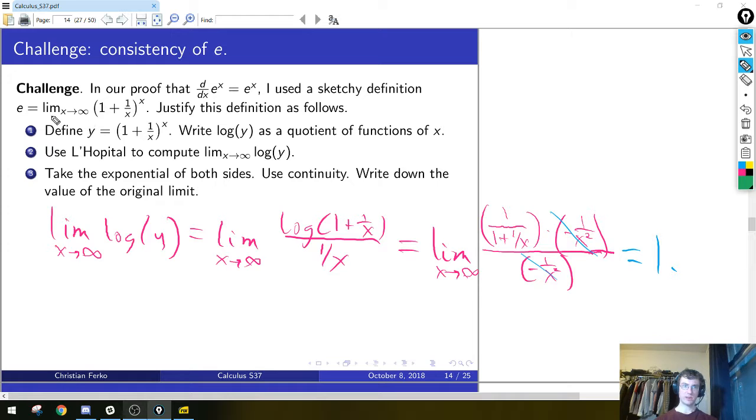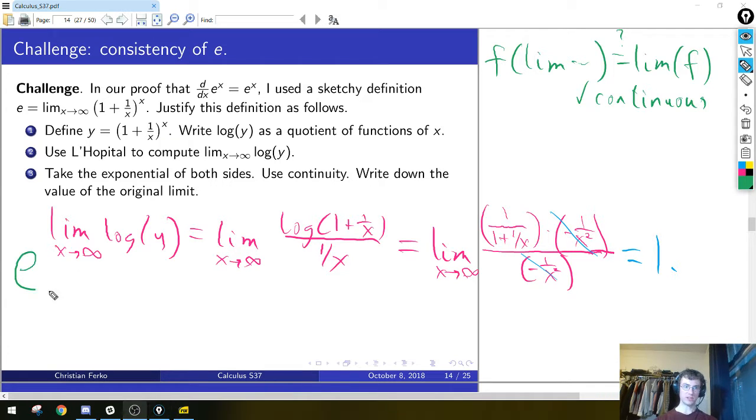ultimately we're trying to find the limit of y, not of log y. So we want to get rid of this log, but we should be careful about how to do it, because it's not always true that a function of a limit is the same as the limit of the function. It is true if the function is continuous. So this is why we need to appeal to continuity here, but thankfully we know that the exponential function is continuous, right? So I'm going to just drop in an e on either side.